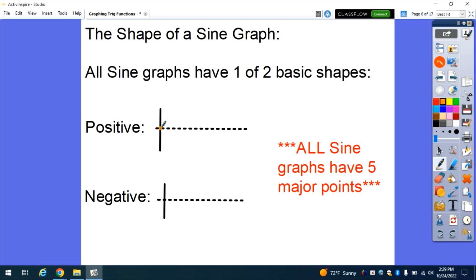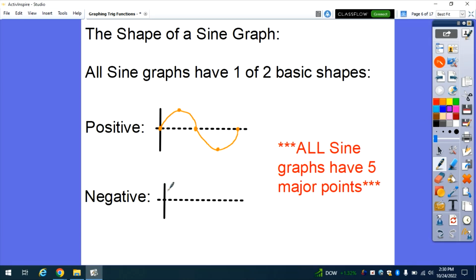The first point is on the equilibrium line. It goes up to the maximum, back to the equilibrium line, down to the minimum, back to the equilibrium line. Now it's important, these aren't sharp edges, this is a curve. So we draw a little curve through there. Let's try that again. There we go. A little curve through there, little curve through there, and that's our graph. Okay, 5 points. 1, 2, 3, 4, 5.